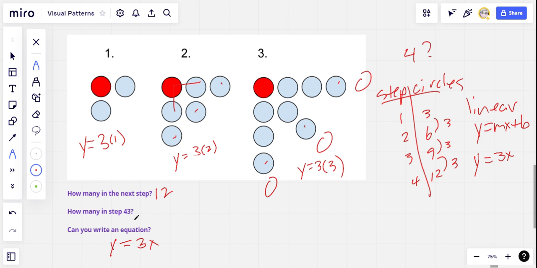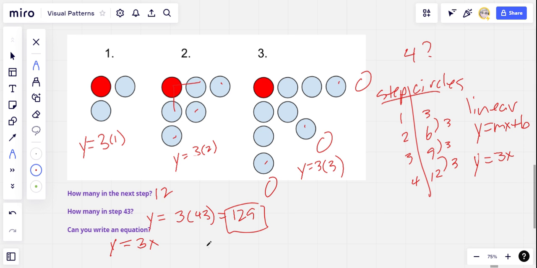And once we got that, it's pretty easy to figure out how many in step 43. We just plug 43 in for x. So y equals 3 times 43. 3 times 40 is 120, and 3 times 3 is 9, so that's 129 circles in step number 43.